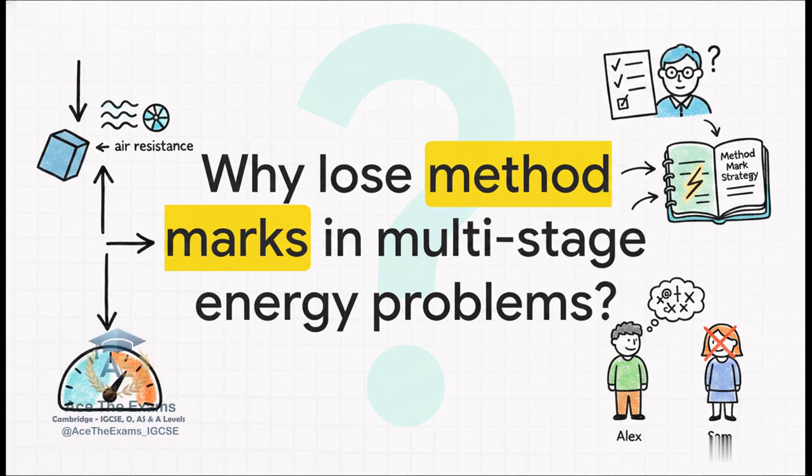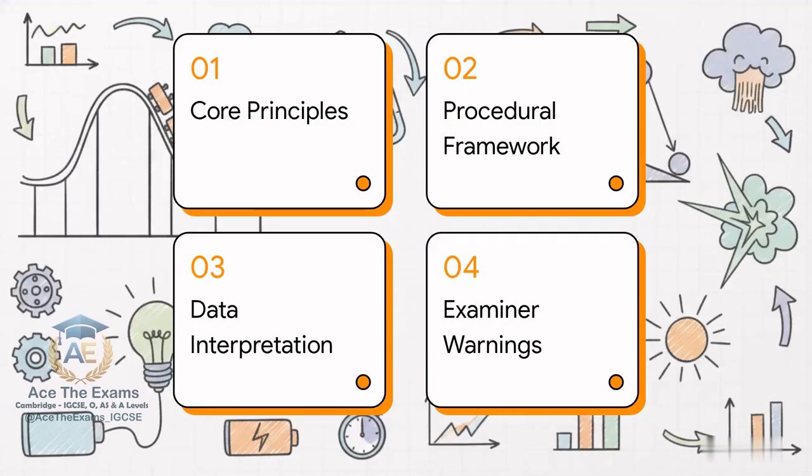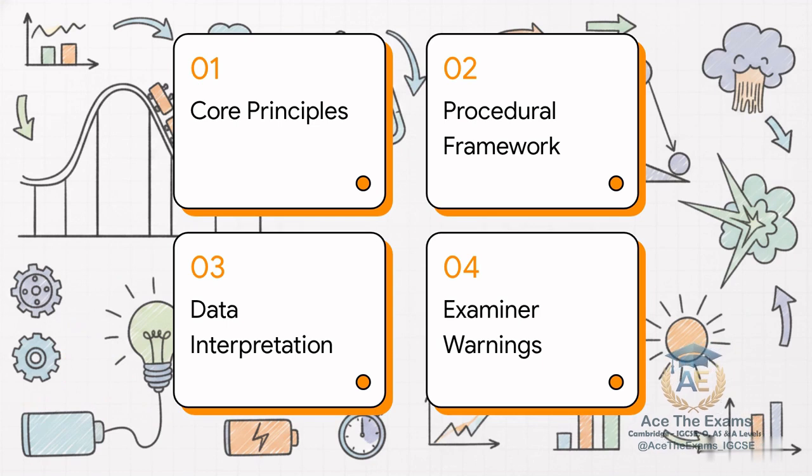You are essentially hiding your reasoning from the very people who are desperately trying to give you points. It's like pitching a brilliant business idea to the board without showing them the financial model. They're going to reject it. So, here is our strategic roadmap for today. This is how we transform abstract physics equations into actionable, mark-securing steps.